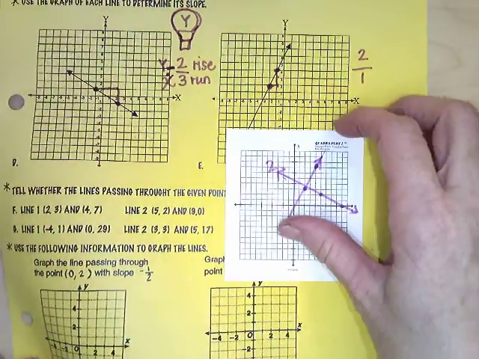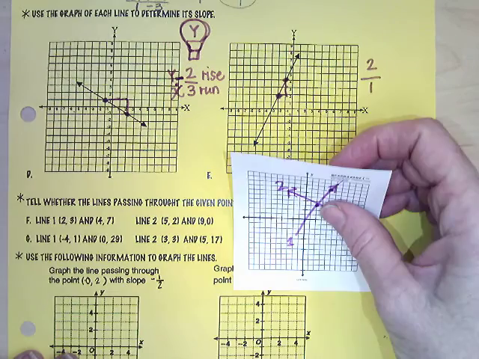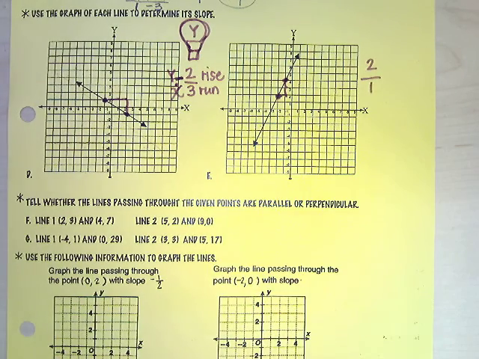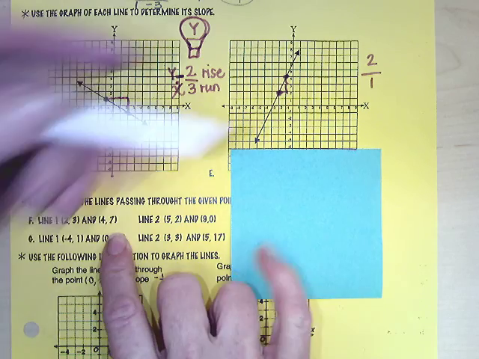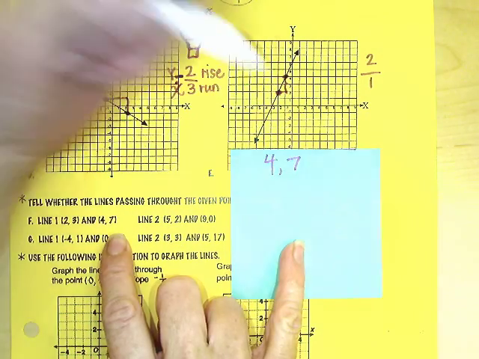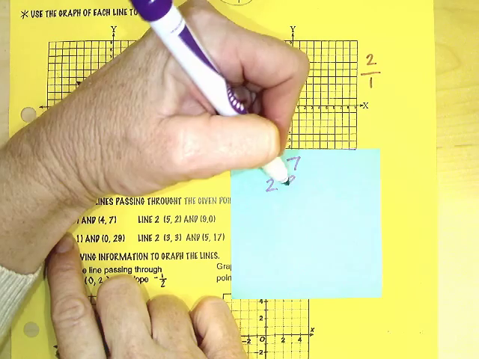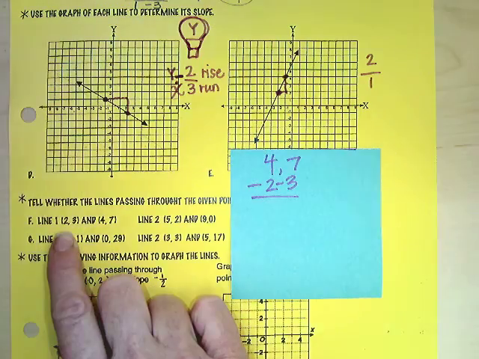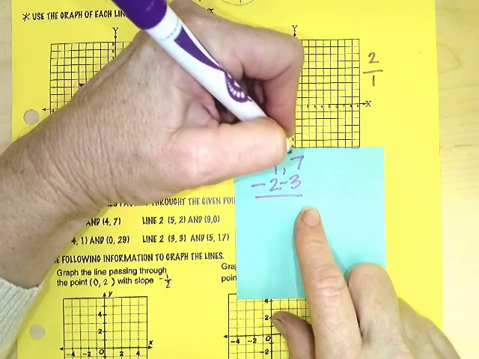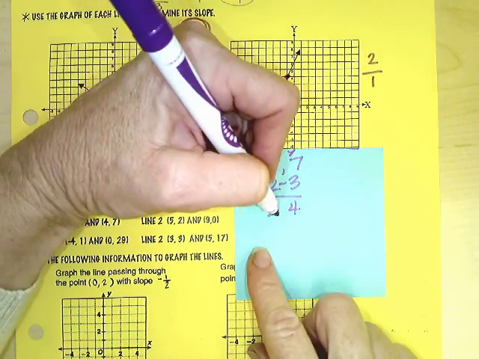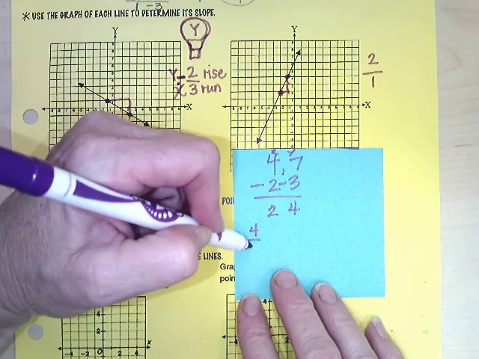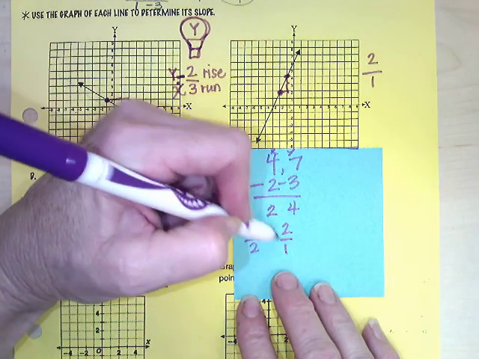Now, do you want me to show you a way to do it without drawing a picture? Because there are ways to do it without drawing a picture. So what you do is you take your ordered pairs, (2, 3) and (4, 7). I'm going to put the big one on top, (4, 7) and (2, 3). We change the second set's signs. Then we go ahead and subtract. 7 minus 3 is 4, and 4 minus 2 is 2. And so our slope is 4 over 2, or reduced to 2 over 1.